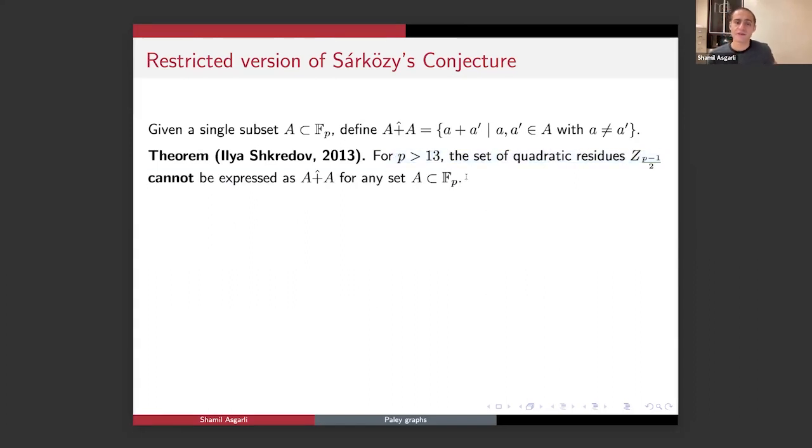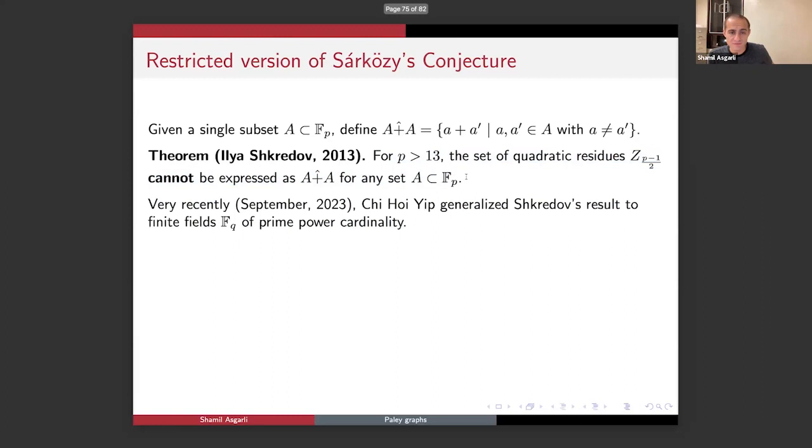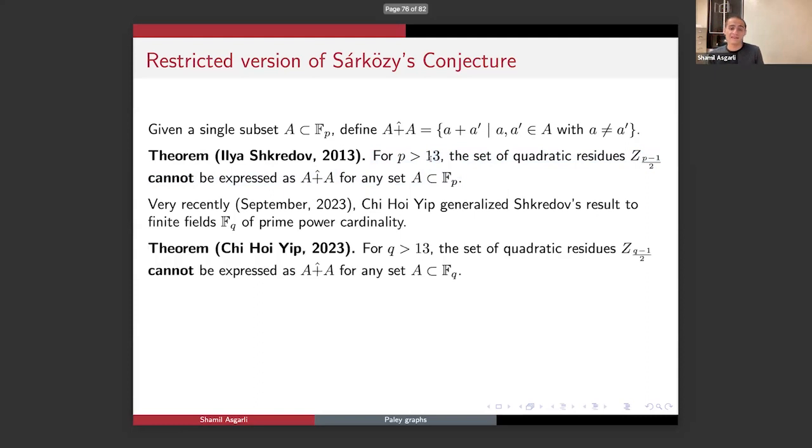I think this is already cool. And I wanted to mention a very recent result. Just a month ago, Chiho Yip generalized Shkredov's result to finite fields of prime power cardinality. So Shkredov's result is about the case when p is prime, and Chiho Yip proved exactly the same result when p is replaced by a prime power. So q is a prime power, and q is bigger than 13.